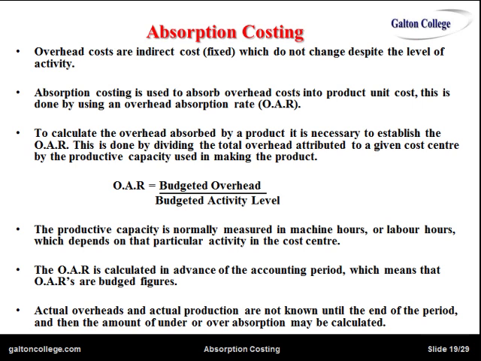Actual overheads and actual production are not known until the end of the period, and then the amount of over or under absorption may be calculated. It's like a lot in budgeting. You don't know the outcome until the very end to see if there was an overspend or an underspend. Likewise, if the absorption rate was too much or too little.